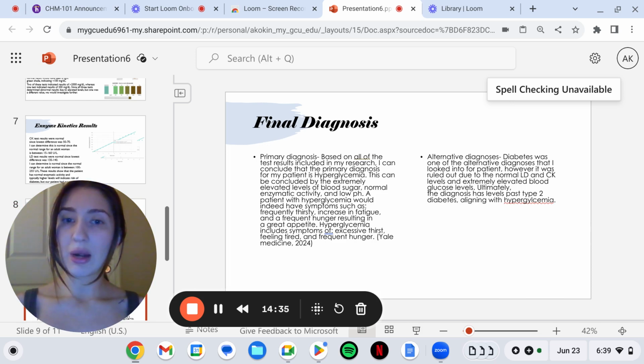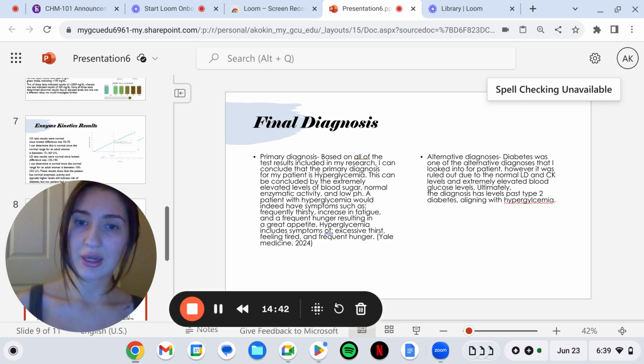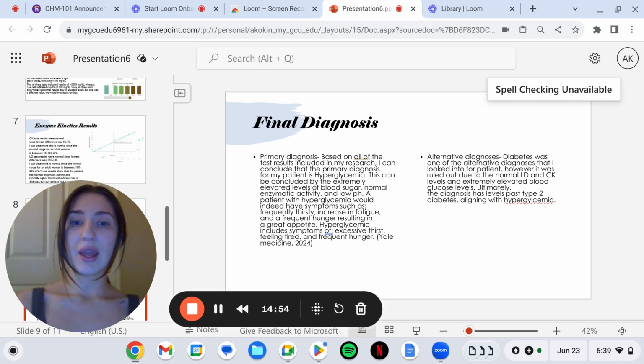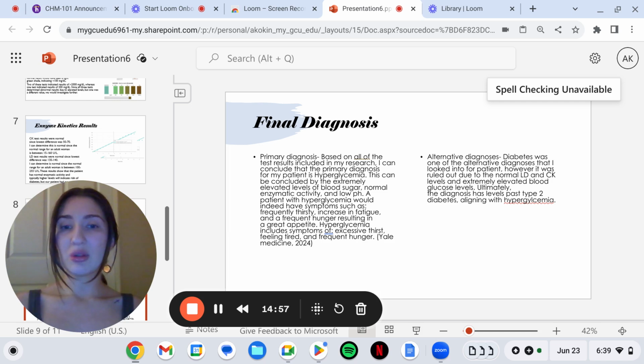The primary diagnosis based on all of my test results and conclusions would be hyperglycemia. This can be concluded by the extremely elevated levels of blood sugar seen in my patient, normal enzymatic activity, and low pH. A patient with hyperglycemia would indeed have symptoms such as frequent thirst, fatigue, and frequent hunger, resulting in a great appetite.